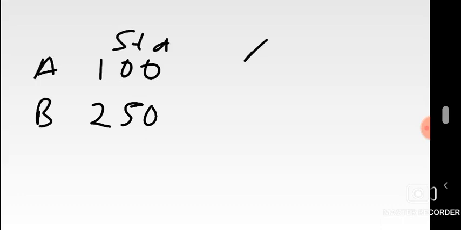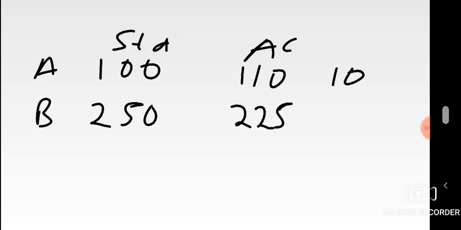You're comparing it with actual. What was the actual? They told us 110 and 225. Get the variance. The variance is just the difference of standard and actual. That's your variance first of all, which here is 10. Is this adverse or favorable? You need to be labeling these things. Standard is less than actual for material A. What does that mean? Favorable or adverse?